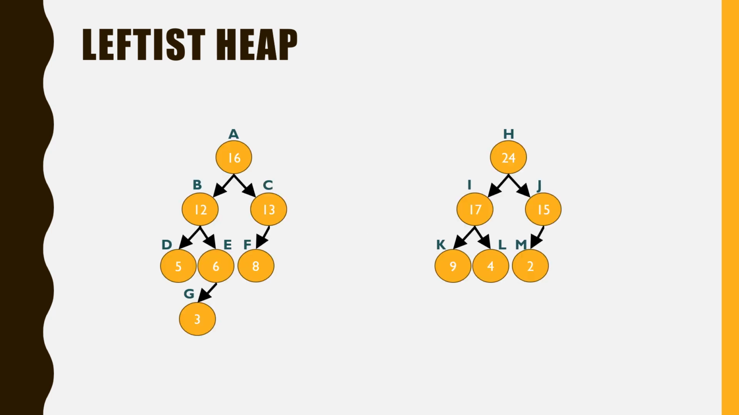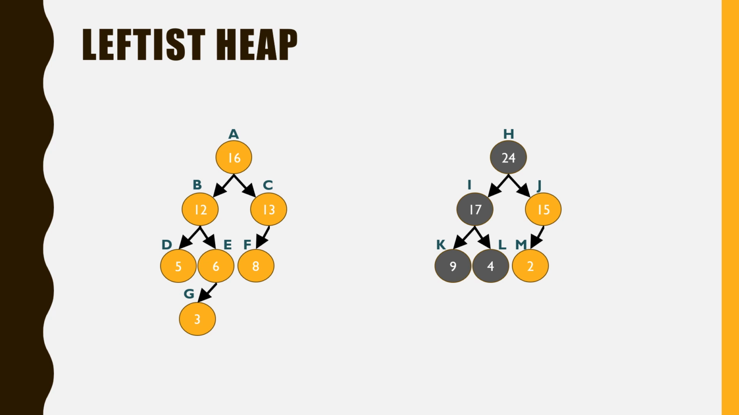Let's walk through an example to demonstrate how the merge operation works. We need to merge the two leftist heaps shown here. First, we compare the roots of both heaps. We found that the root of the second heap, node H, is greater than the root of the first heap, node A. According to the merging rule, we merge the first heap with the right subtree of the second heap.